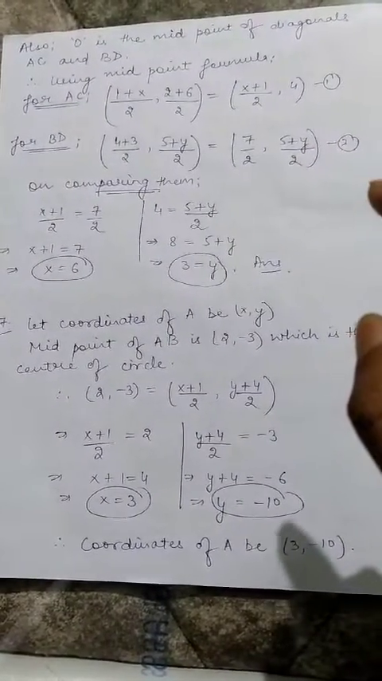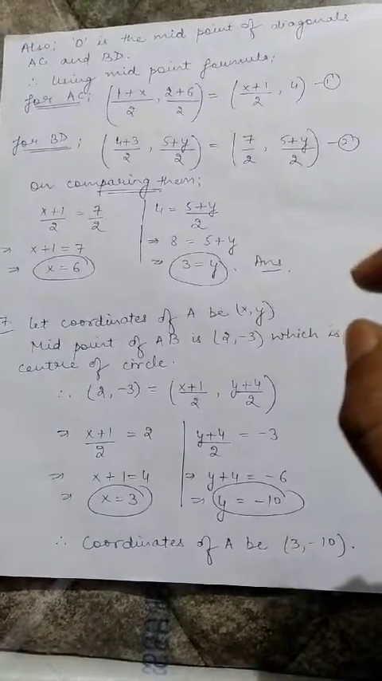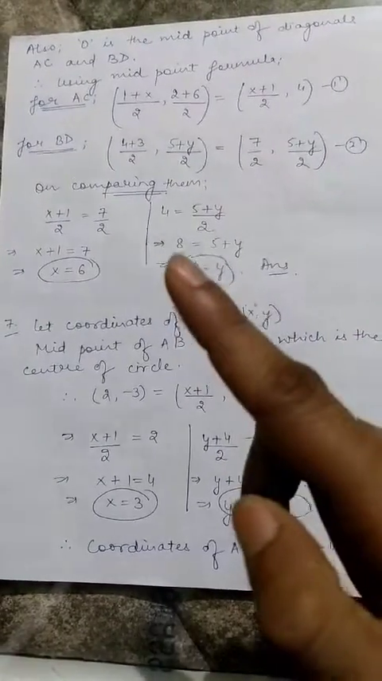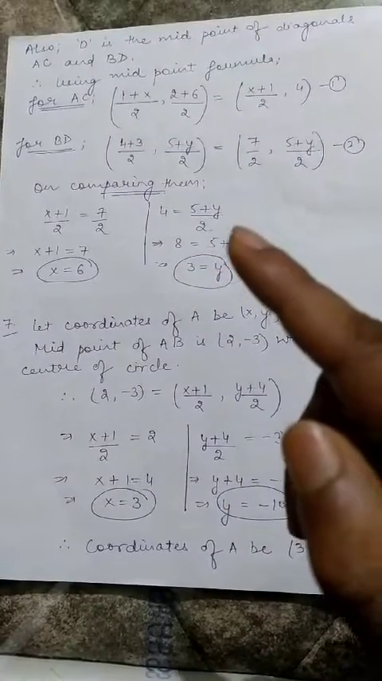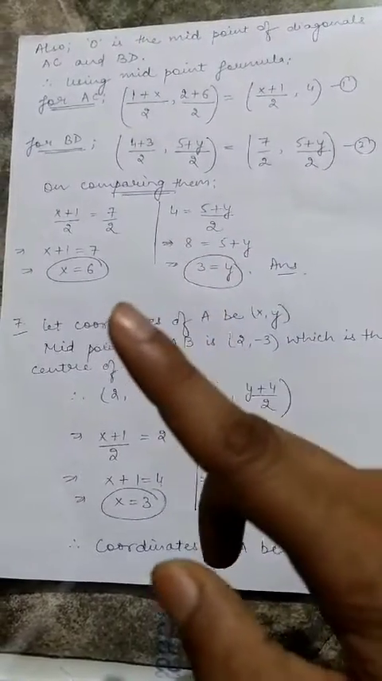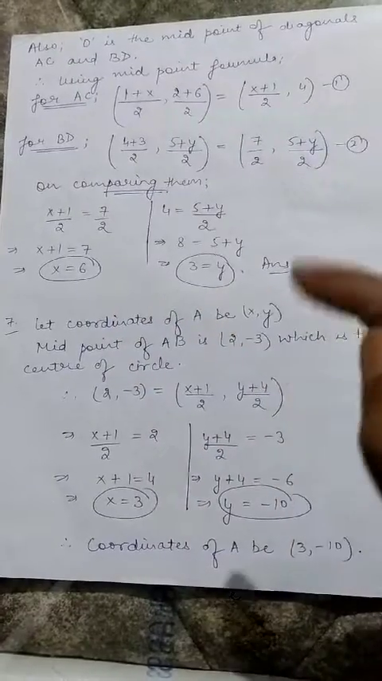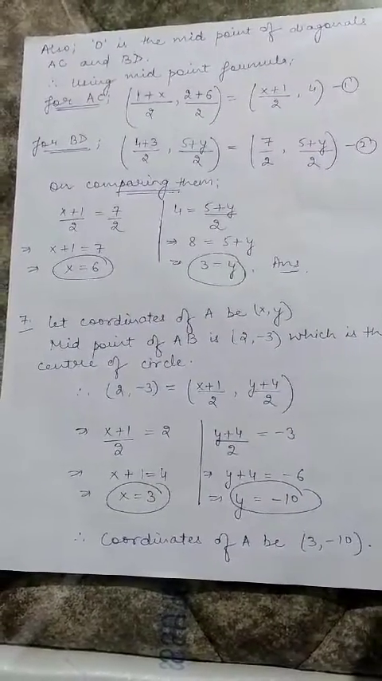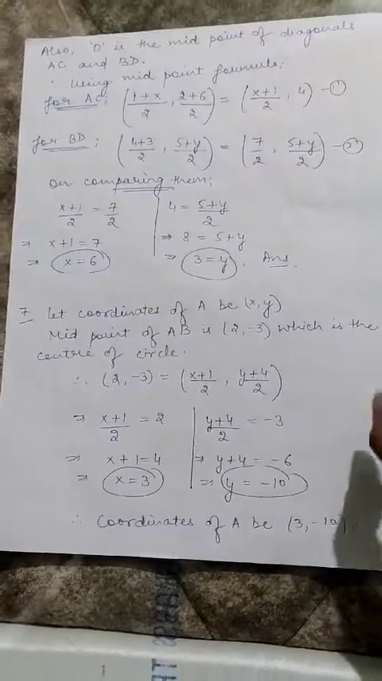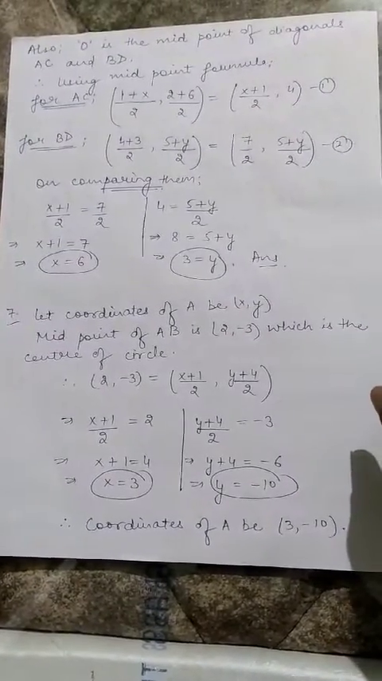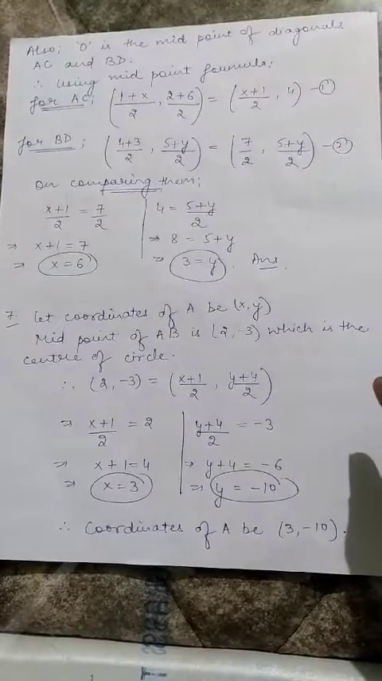From the first and second equation, since they are the midpoints and they are equal, comparing them we get (x+1)/2 equal to 7/2 and 4 equal to (5+y)/2. Therefore x equals 6 and y equals 3. This is our answer. The seventh question is, let the coordinates of A be (x, y), the midpoint of AB is (2, -3), which is the center of the circle.